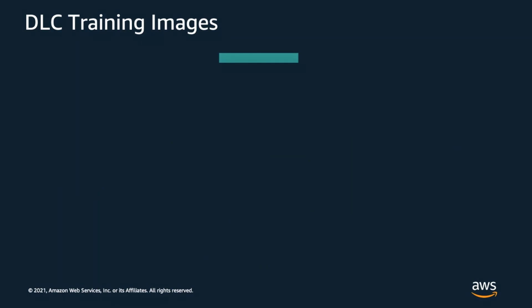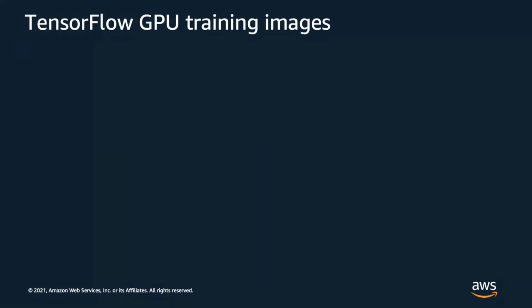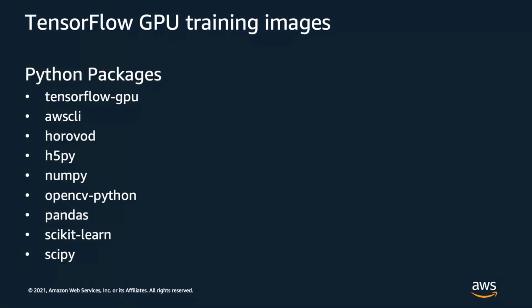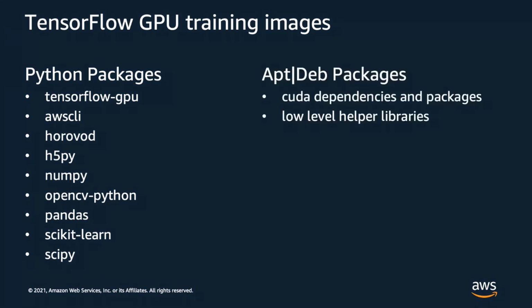Let's double click on the training images for 1 second and zoom in on TensorFlow GPU training images. We'll look into these in action later in this webinar. These images have some useful open source Python packages that you might want to use. We also have some lower level packages like CUDA dependencies, etc. We manage these dependencies for you so that you don't have to worry about them yourself. A more comprehensive bill of materials is available on our public GitHub releases, and you can also inspect the Docker files directly in our public GitHub repo.